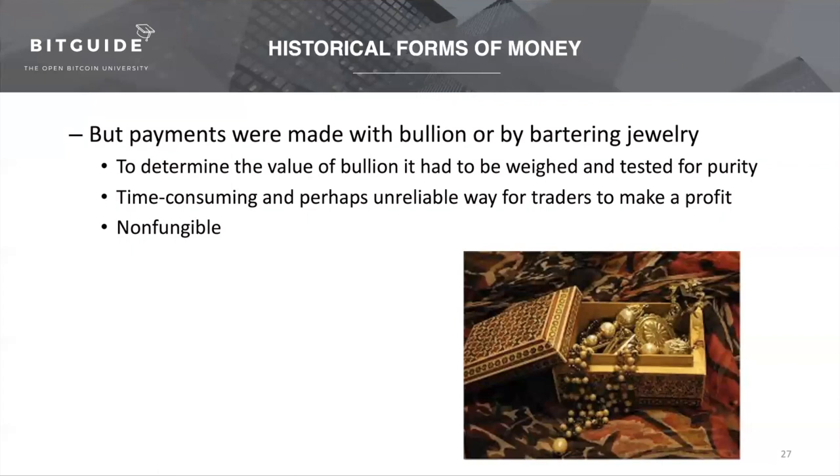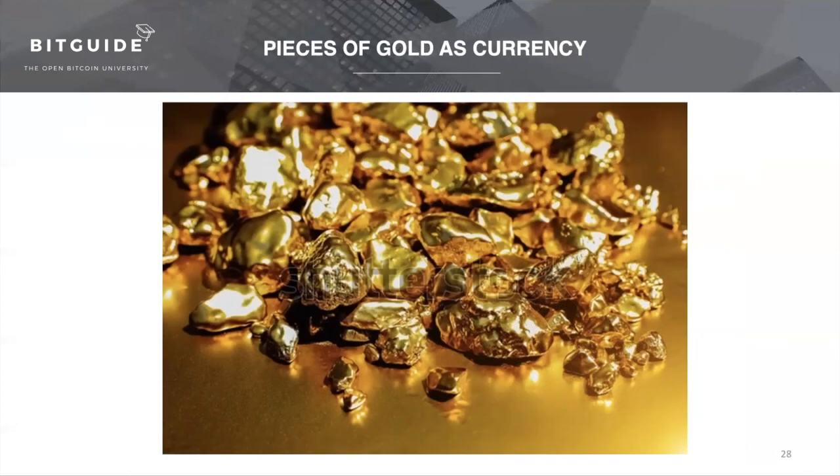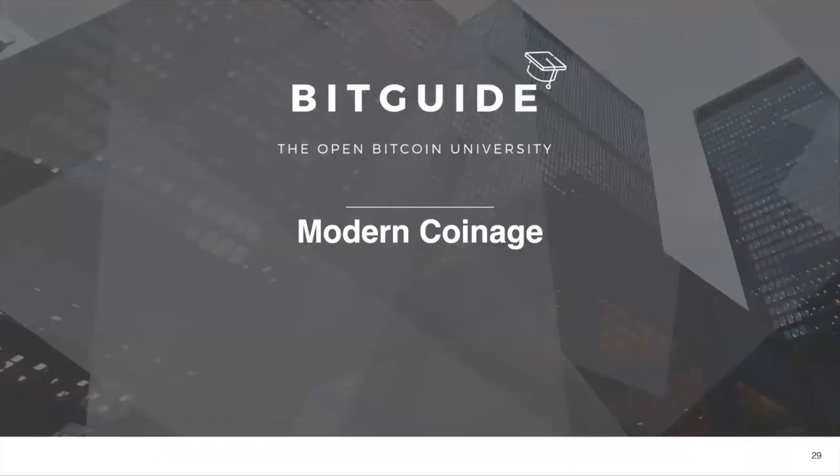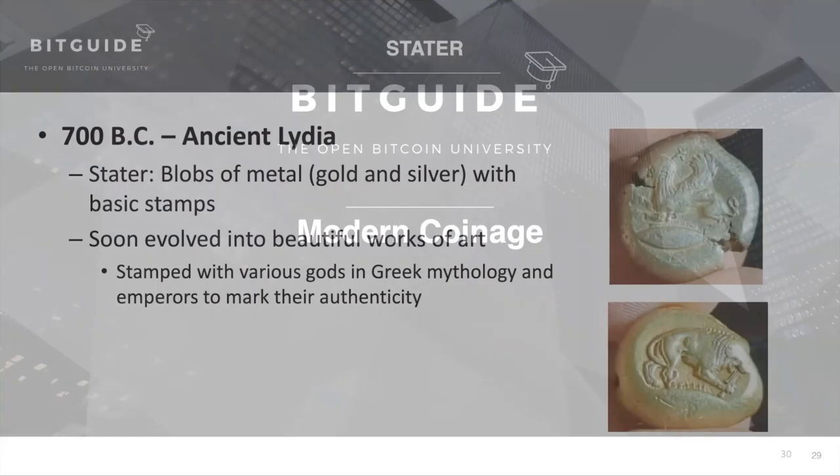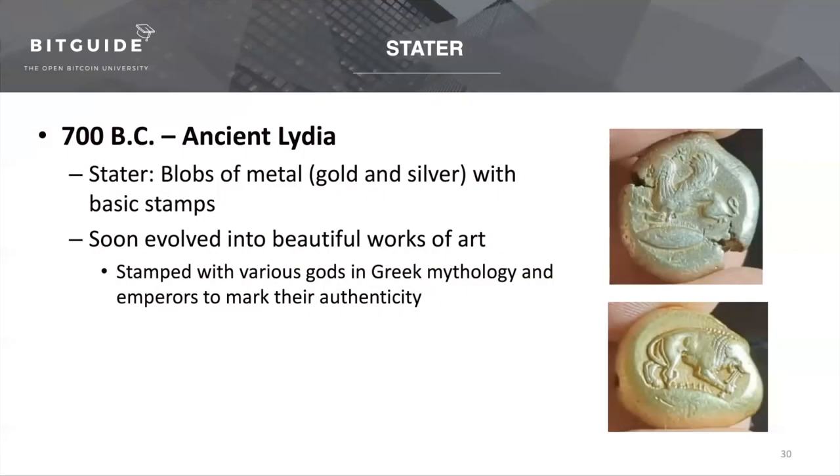or better technology available. So these challenges in accepting this form of money can create friction in trade and hamper trade and economic growth. Imagine trying to pay someone with just raw pieces of gold, and the other party would have a big problem now trying to figure out if it's really gold, how big is that, and so forth. That's why over time people moved away from using pieces of gold or silver as money and moved towards modern coinage. One of the first examples of using precious metals as money is the stater, which was found first in 700 BC in ancient Lydia.